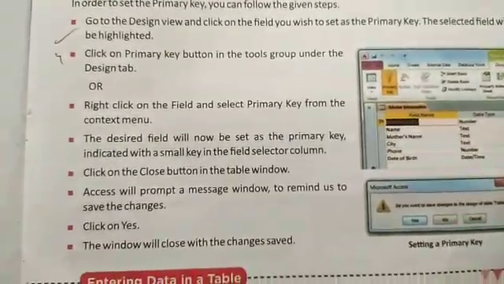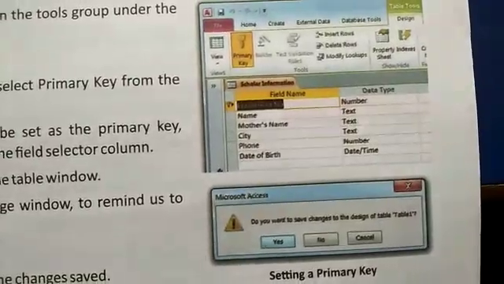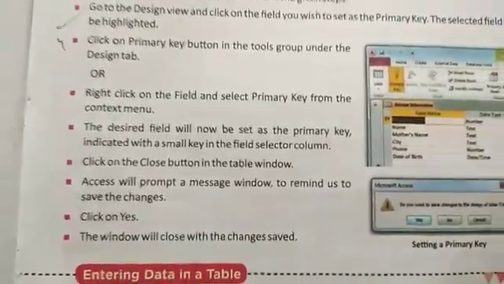Click on the Close button. Access will prompt a message to remind us to save the changes. The same thing, when you click, the message will come: Do you want to save the changes? Click Yes, and the window will close with the changes done.